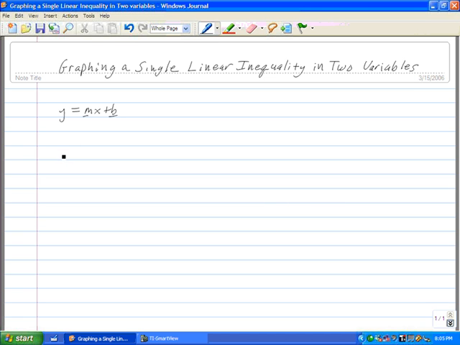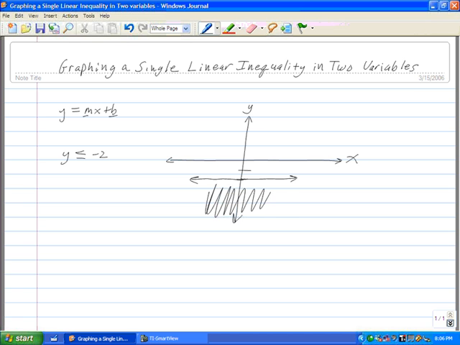Let's say I had the inequality y is less than or equal to negative 2. Well, as you know, y equals -2 is a horizontal line through -2. Since I have the or equal to in here, I'm going to go down to -1, -2, and that's where my line's going to be. I will draw a solid line, and as we already know, less than, as far as the y-axis is concerned, is below. So that's what my solution would look like.